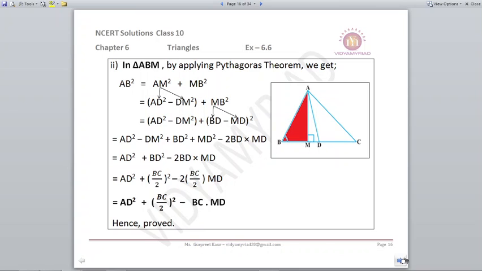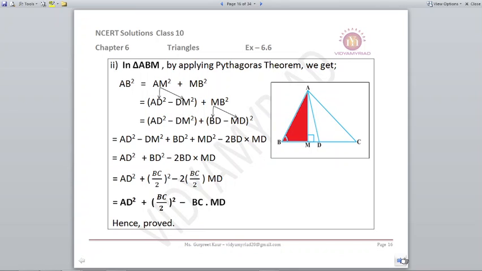What is MB square? If you look, MB square can be written as (BD minus MD) the whole square. Okay, so here we have the formula of (A minus B) the whole square. It means AD square minus DM square will remain as it is, and now we will expand the bracket, plus BD square plus MD square minus twice of BD into MD. Now what does it mean? It means your DM square and DM square get cancelled, and you are left with AD square plus BD square minus twice of BD into MD.